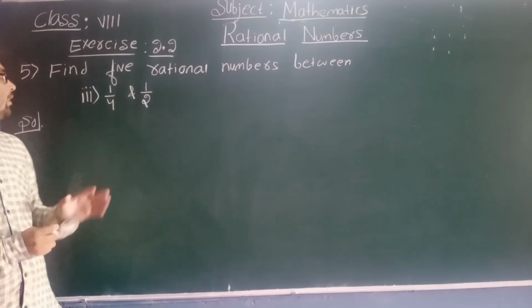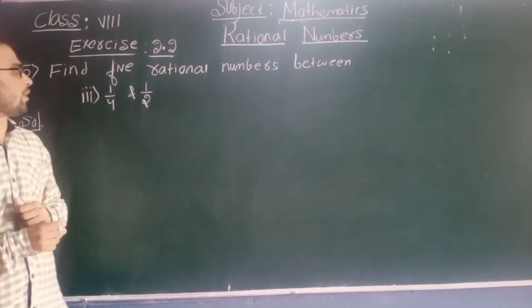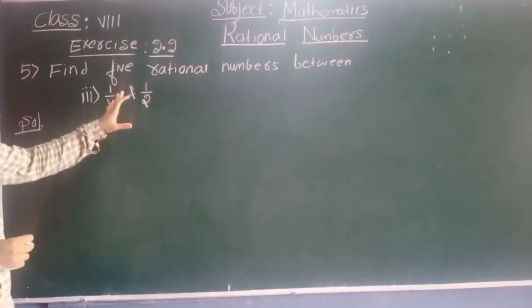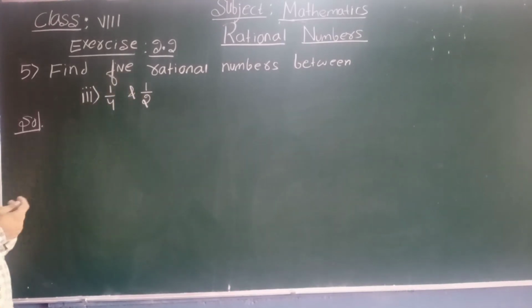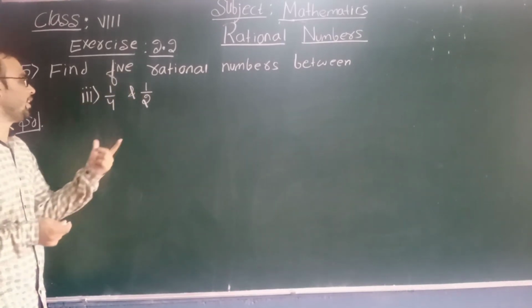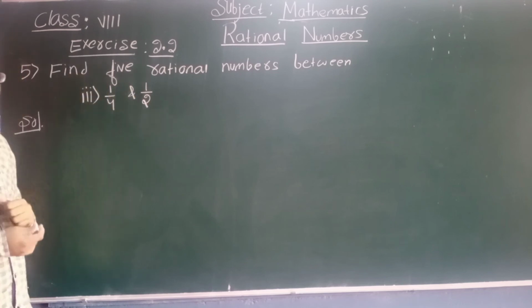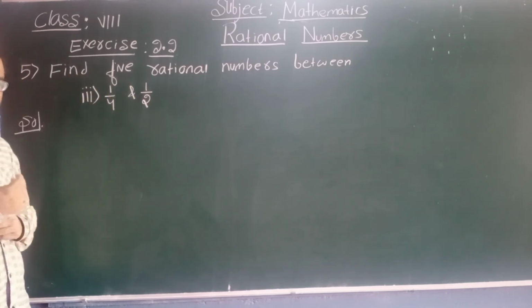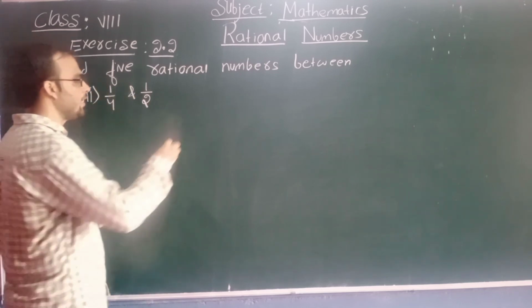Students, now let us solve the third sub question of 5th question. So what is this? Find 5 rational numbers between 1/4 and 1/2. Now look at here. Again the two rational numbers are having different denominators. So what is the first step? We need to find the LCM.